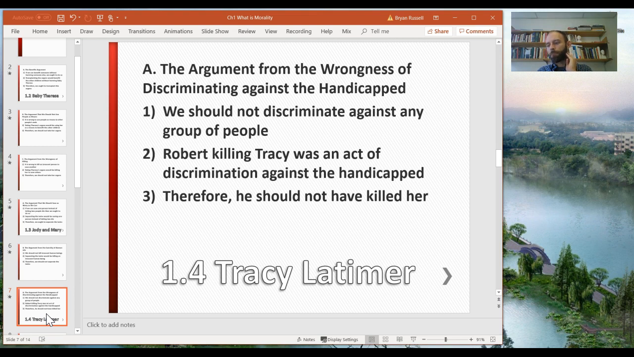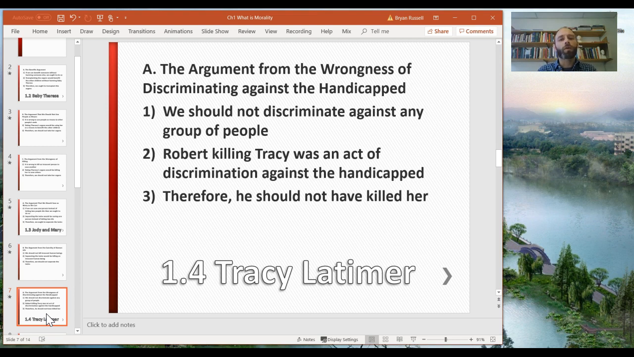The question again will be, should Robert Latimer have done this? Was he wrong to do it? Or was it permissible? So should he have done it? Some details of the case are important. Well, we'll look at the arguments first.